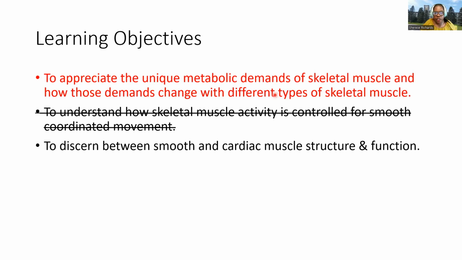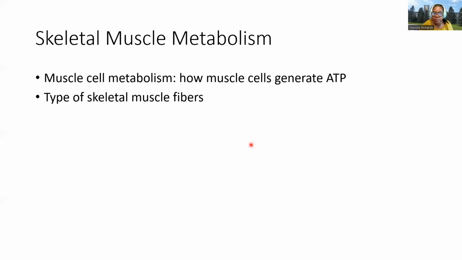First objective is to appreciate the unique metabolic demands of skeletal muscle and how those demands change for different types of skeletal muscle. We're going to look at some of the different fiber types that will have different metabolic demands. We're going to skip and eliminate objective 2. We usually don't have enough time to cover this, but we will again shift to objective 3 as we start module 4. So this objective will be our last objective for module 3.